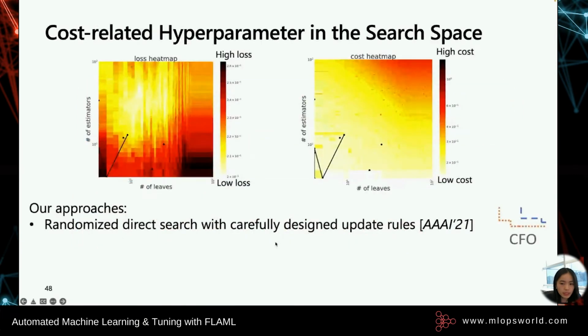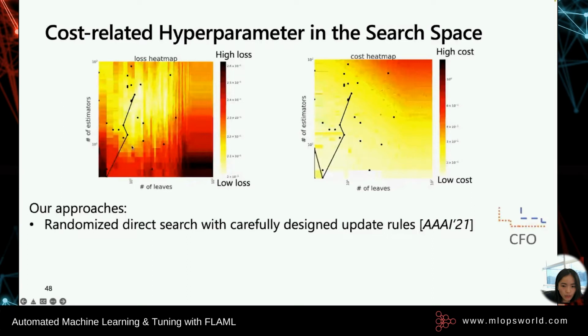Based on this insight, we developed a randomized direct search algorithm, taking the cost heterogeneity into consideration. These two background heat maps show the loss and the cost distribution of configurations regarding the number of leaves and the number of estimators. The black dots are the points evaluated in our algorithm, and the black dots connected by the lines are the points that yield better performance.